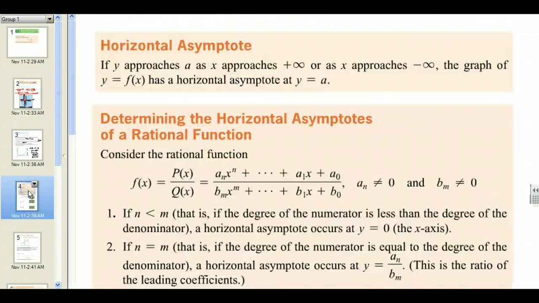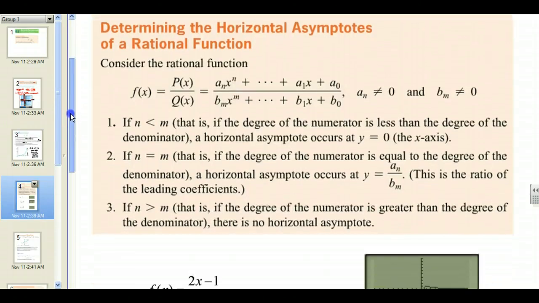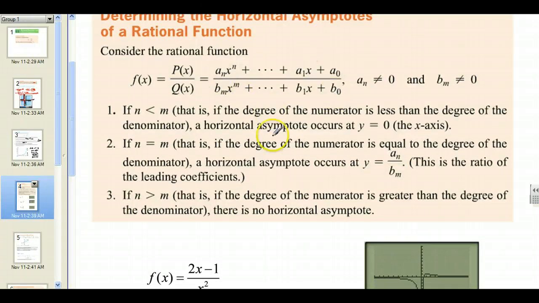So that's what this is saying down here. As we go to the left or right side of the graph, if the function is approaching that particular value, what they're calling a here, then y equals a is the equation of the horizontal asymptote. Now, how do we find it? A quick, easy way is to use the degrees. This looks intimidating, but all you need to know here is n is the degree of the top, and m is the degree of the denominator.